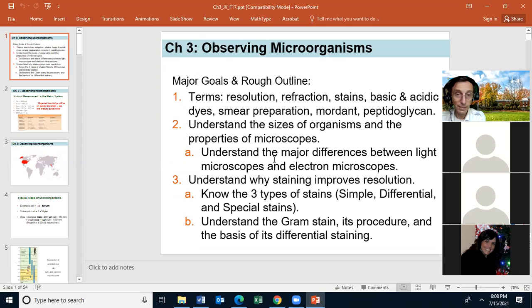Know that there are three types of stains: a simple stain, a differential stain, and special stains. And then lastly, be able to understand the Gram stain, its procedure, and the basis for its differential staining, meaning why it gives differential staining. Any questions about any of that?